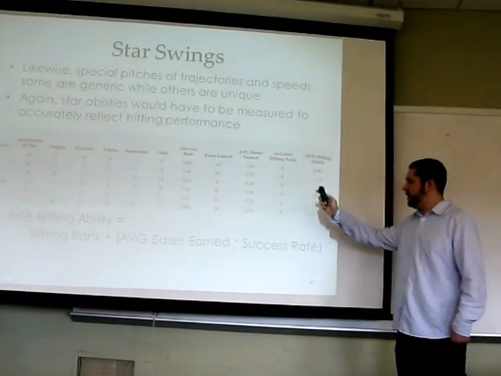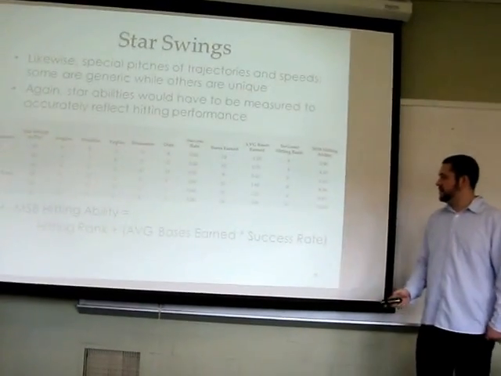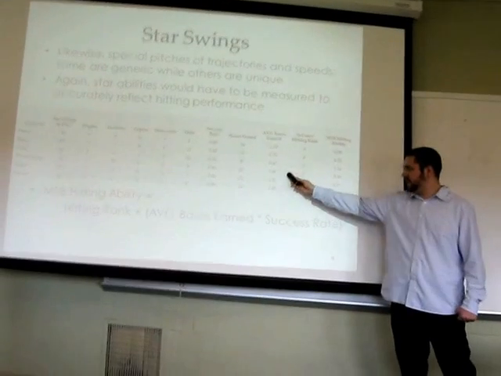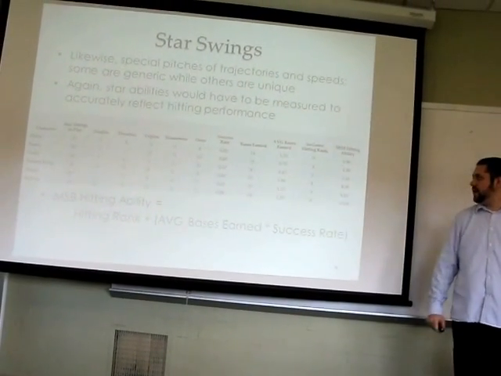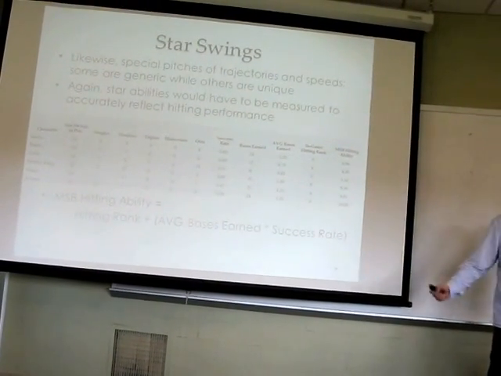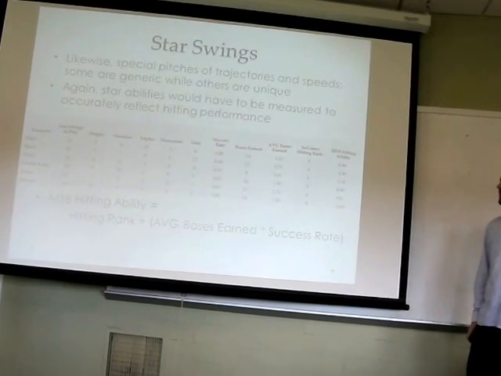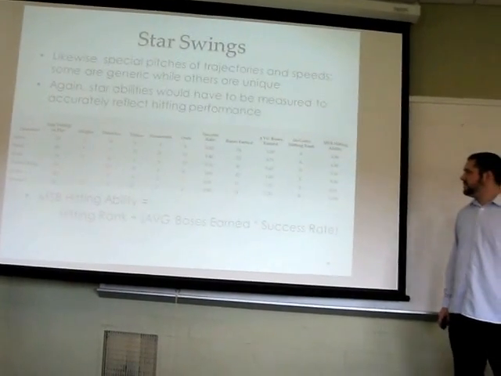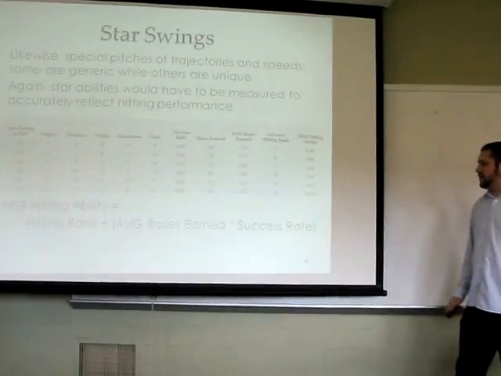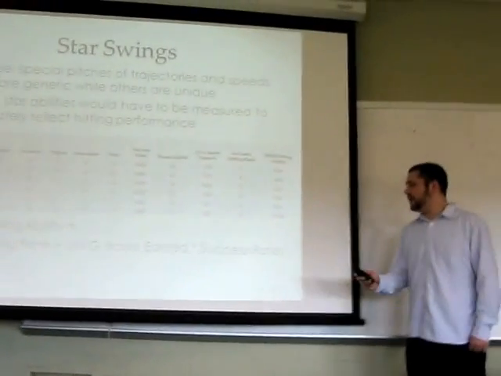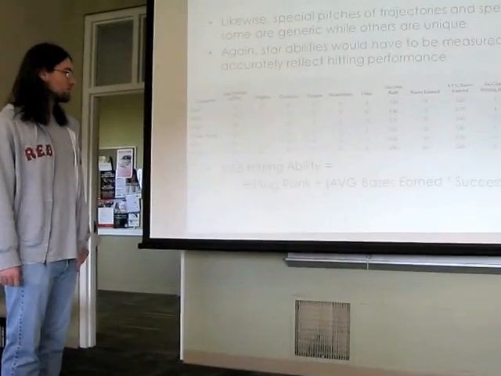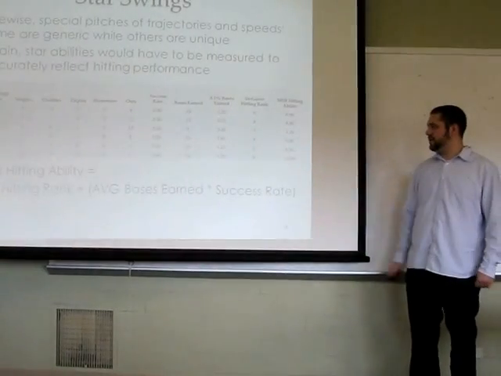You can see all the data here, and you can see that Donkey Kong's star swing is much more effective than say Yoshi's, for example, which is horrible. It resulted in a lot of outs, almost always. So again, adding that to their in-game hitting rank, adding the average number of bases earned times the success rate of their star swing, you can get a more accurate measure of their ability.